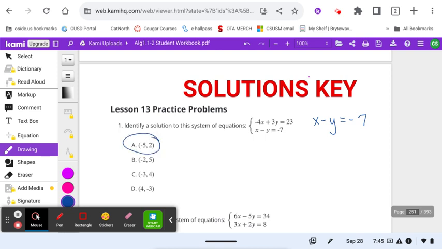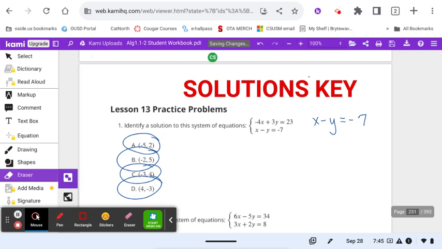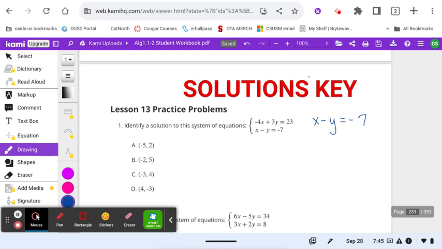We could test each XY coordinate pair and see which X and which Y works for both equations. That might be 4 different problems testing them. That might be a little bit more work. So we're going to use the method of substitution to solve. In order to do that, I really want to isolate one of the variables so that I can take what it's equal to and plug it back into the other equation.